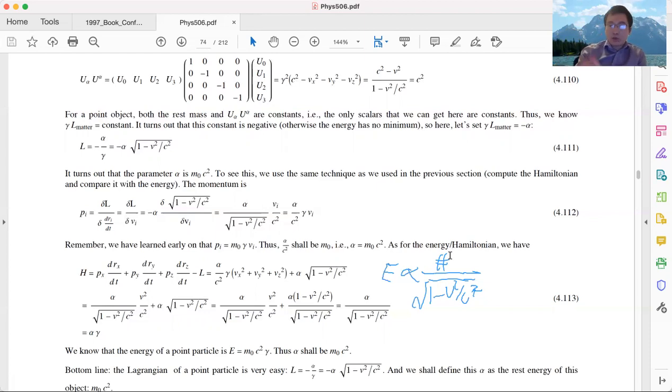And we can ask the question, what is the energy when my particle is not moving? When my particle is not moving, velocity is 0, the denominator is 1, so it's alpha. So from the definition of Hamiltonian, we immediately realize that if the particle is not moving, its energy should be alpha. In other words, this alpha is the energy of my particle when it's not moving.